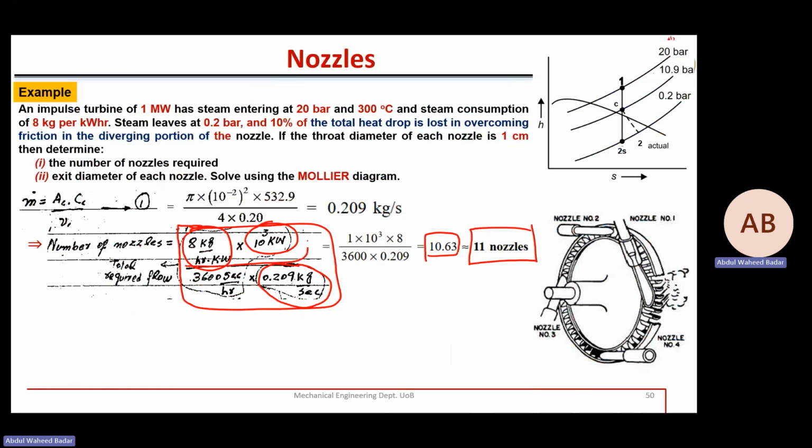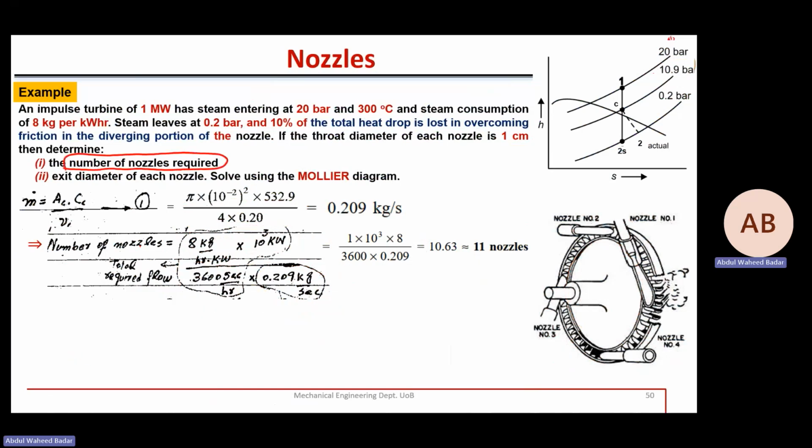So this total mass flow rate will be divided into 11 nozzles equally placed over the whole circumference. It should be symmetric, otherwise the rotor will be vibrating. What should be the diameter, and the height of the blade, all these things we'll learn in the next chapter. Any questions? So this was part one, to find out the total number of nozzles.